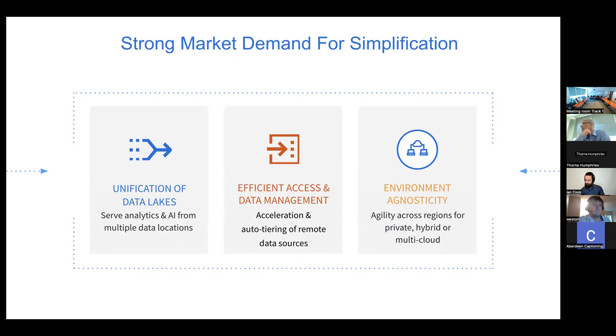But first of all, they need a unified data silo. You don't need to deal with all these different data silos, and you don't need to support multiple storage APIs and computing APIs for all of this. It's especially for data analytics and AI applications.